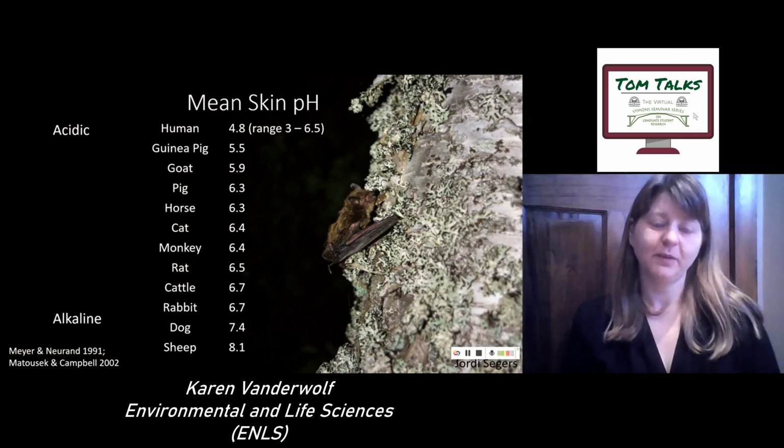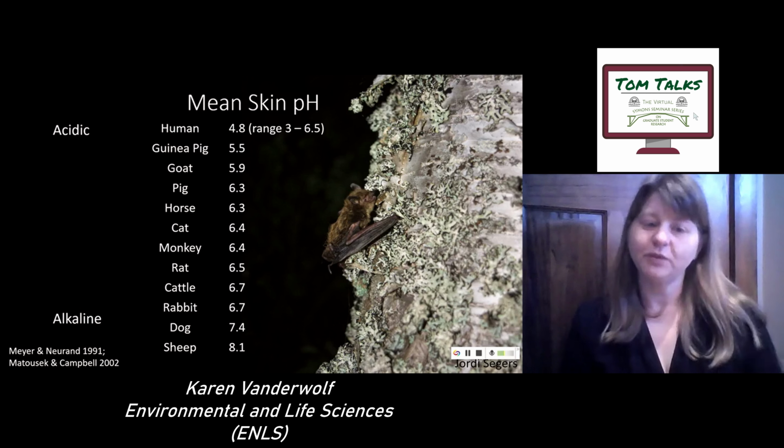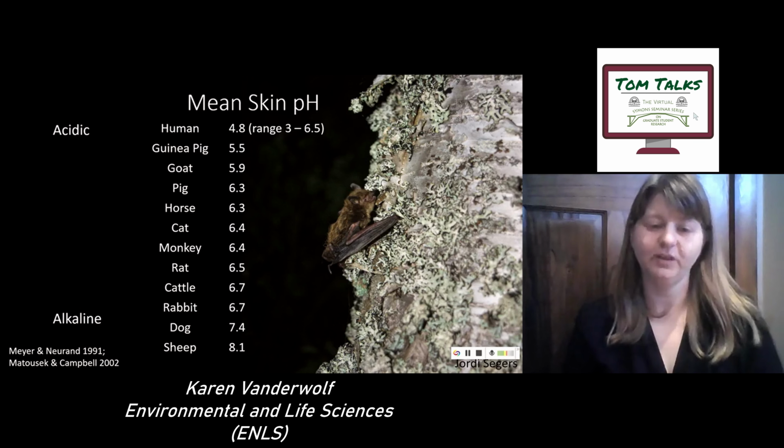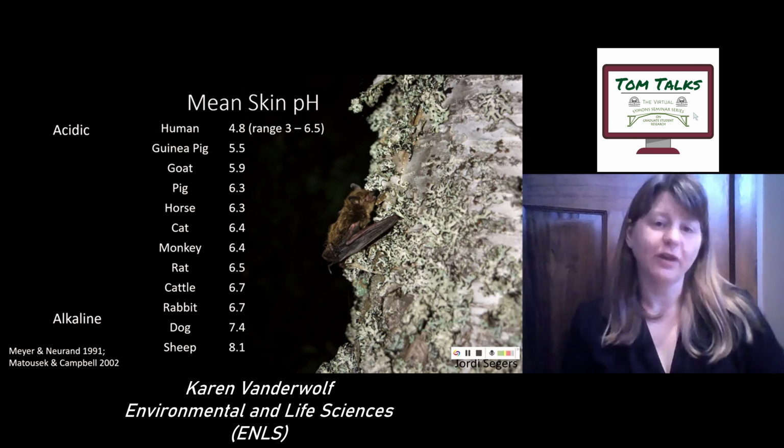Among the species for which there is information, you can see there's quite a range there. Humans are quite acidic, and then it goes up from there to sheep, which are quite alkaline. So that was quite interesting, and I wanted to know where bats fit in to this scale.